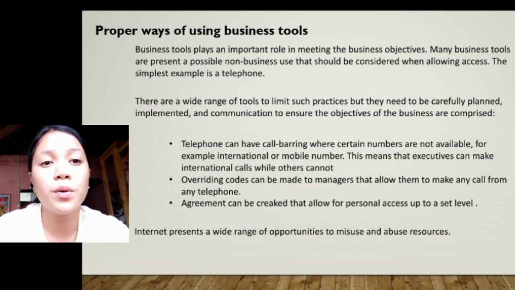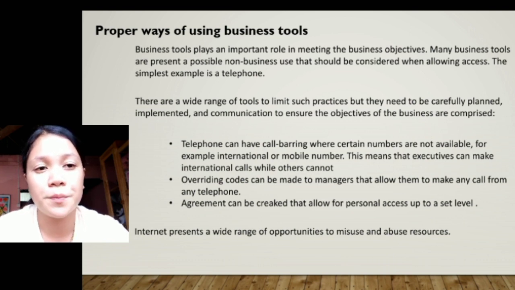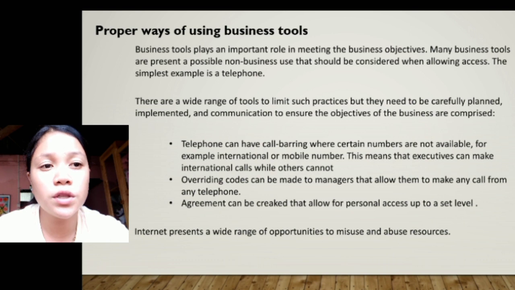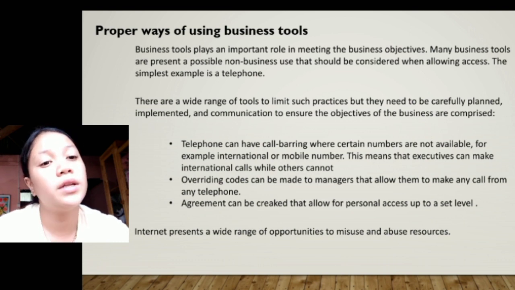A telephone can have call barring when certain numbers are not available, for example, international or mobile numbers. This means that executives can make international calls while others cannot. Overriding codes can be given to managers that allow them to make any call from any telephone. Agreements can be created that allow personal access to a set level. The internet presents a wide range of opportunities to misuse and abuse resources.